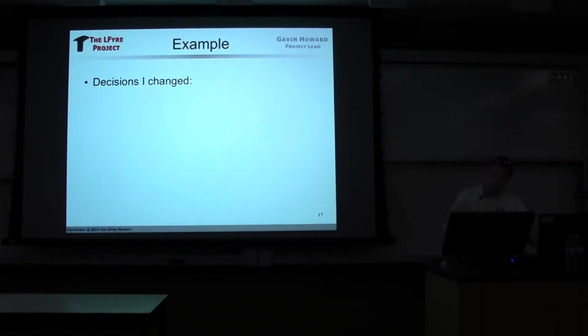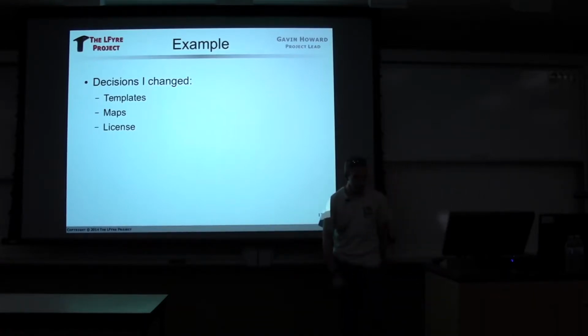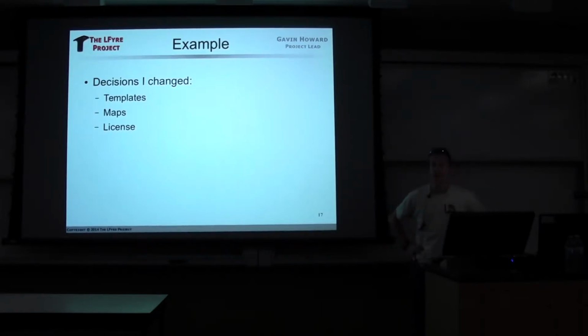These are some decisions I changed. Templates. And you'll see that later. I changed it 4 times. Made the decision 5 times. Maps. I originally wasn't going to put maps into the language, but they're going to be there. License. I originally started with GPL version 3. I did some research into that, and I decided that going with a more open license was more appropriate, so I relicensed everything to Apache.